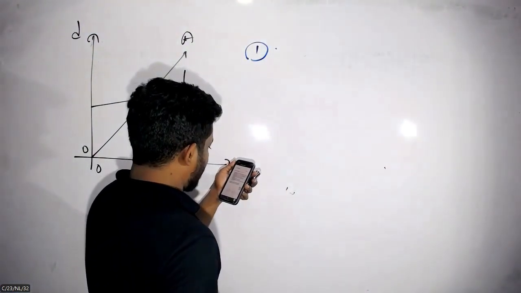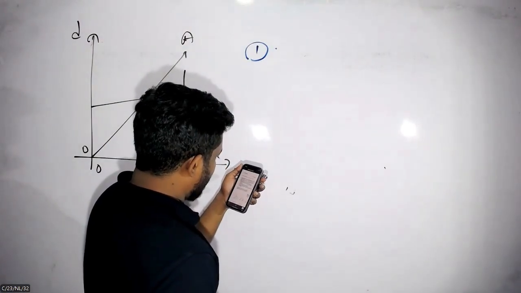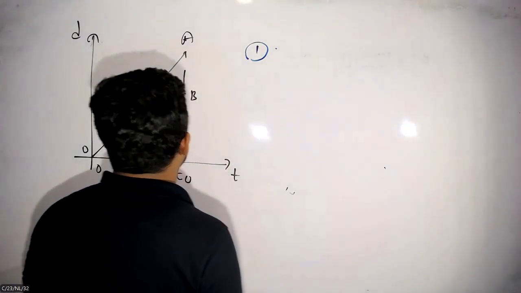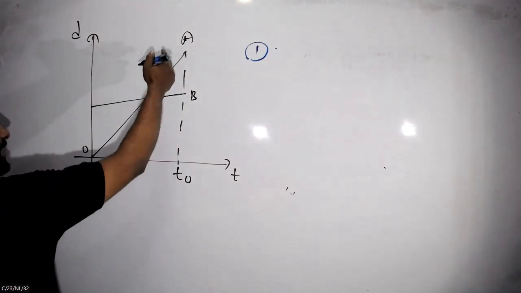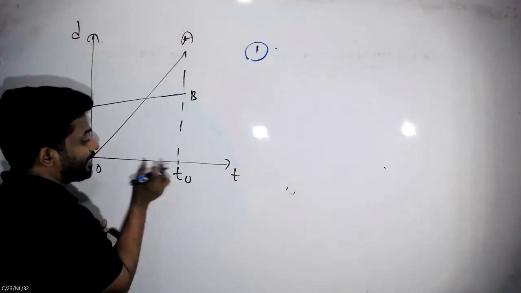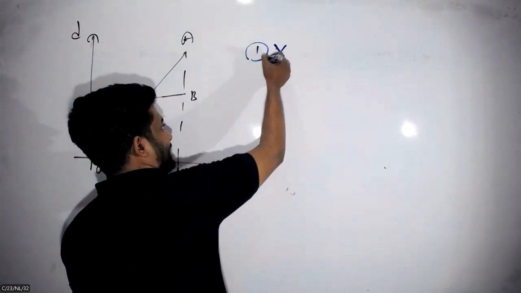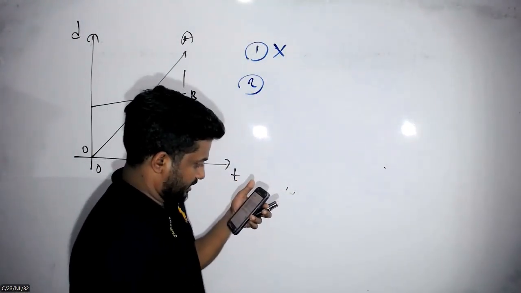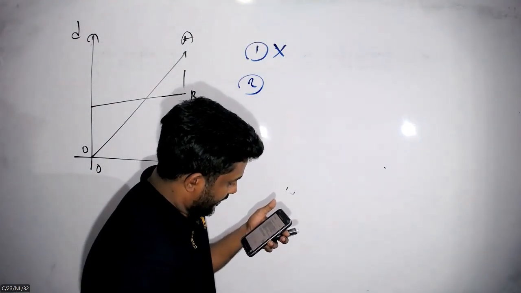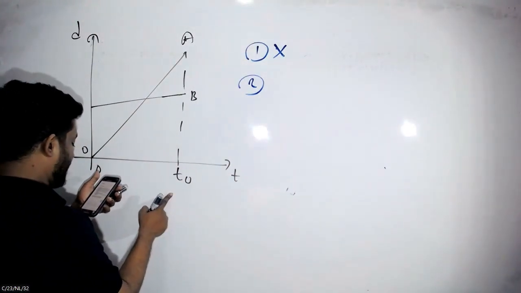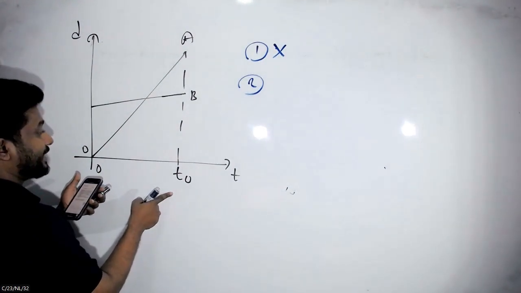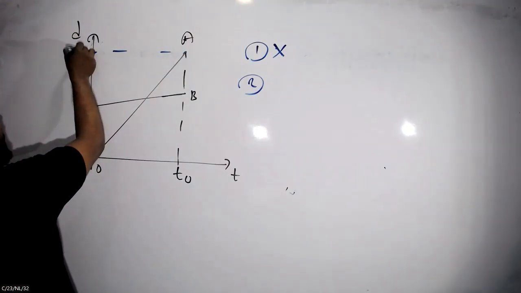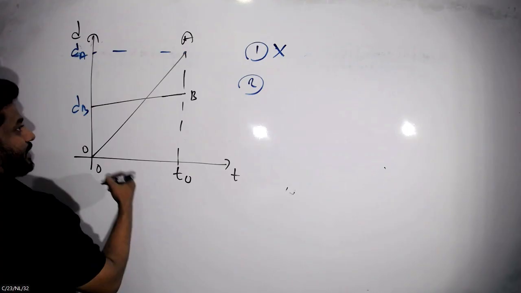In the first choice, they have given that object B has traveled for a longer time than A. You can observe that both object A and B have moved for an equal time interval. So this is wrong. Both of them have moved for the time interval T naught. Then the second answer: when t equals T naught, object B has made a displacement greater than A. You can observe that the displacement of A is greater, dA is greater than dB.